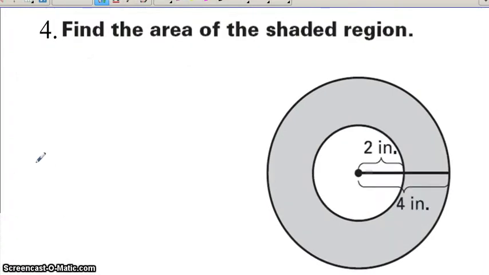Please pause the video. Try this one solely on your own before you look at my work. Please look at the picture, analyze what the radius is of the larger circle, and subtract out the radius of the smaller circle, since it's only basically a donut instead of a bullseye.